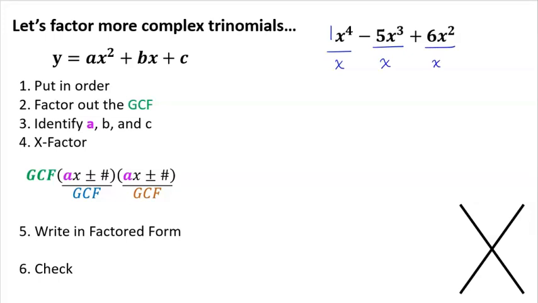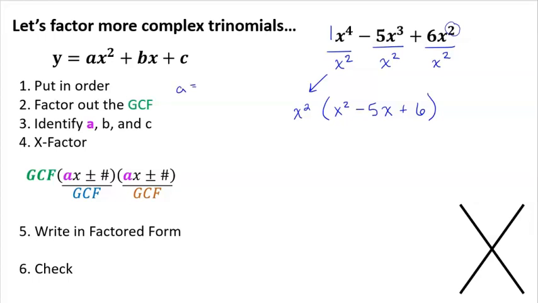I'm going to choose the exponent that is the smallest that I can see, and that's going to be part of my GCF. And so x squared is going to go out to the front, and then I'm going to divide. When you divide with exponents, you're going to subtract. 4 minus 2 gives me 2. Then we've got negative 5 divided by 1. 3 minus 2 gives me 1. And then positive 6 divided by 1 is positive 6. And then 2 minus 2 is 0. And so x is no longer seen in that one.